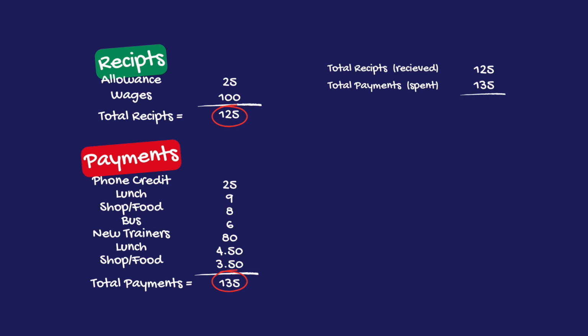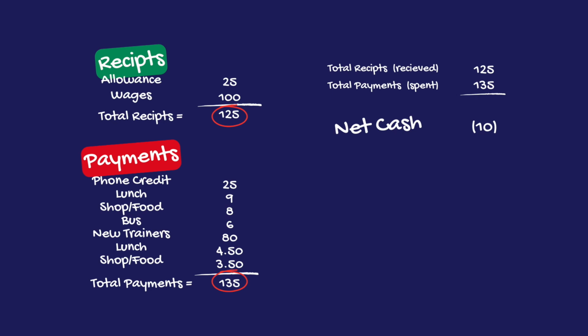So basically at this point, we received 125 and spent 135, which leaves us with a net cash of minus €10. We'll write this and we'll put this in brackets to indicate it's a deficit or a minus. This is telling us we spent €10 more than we received within the month.